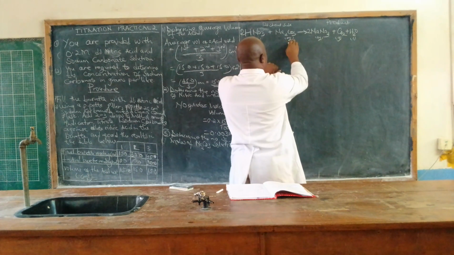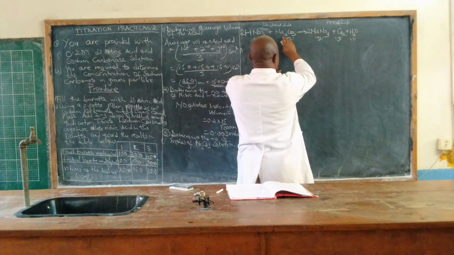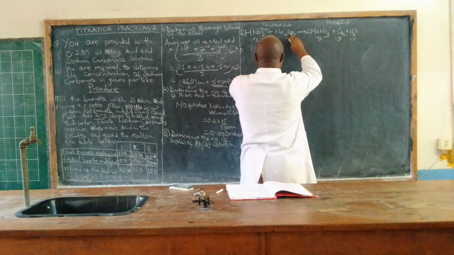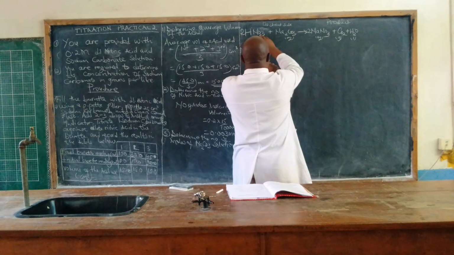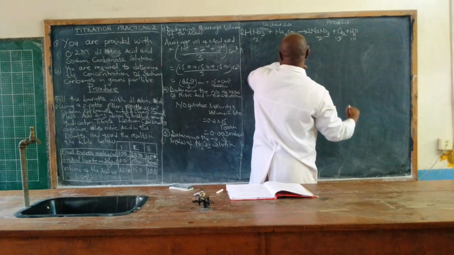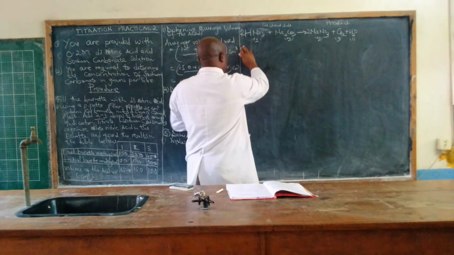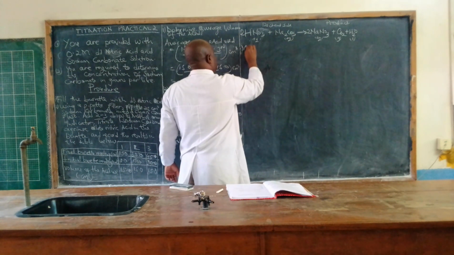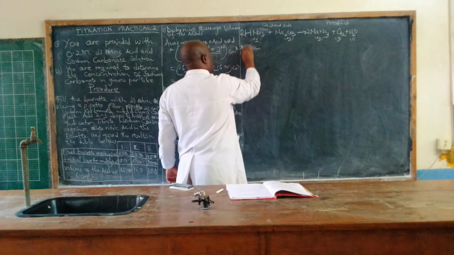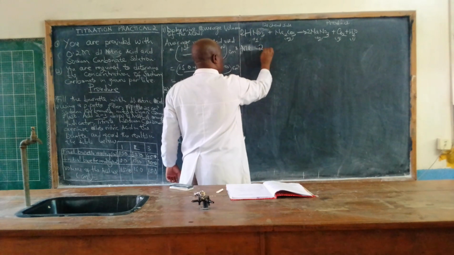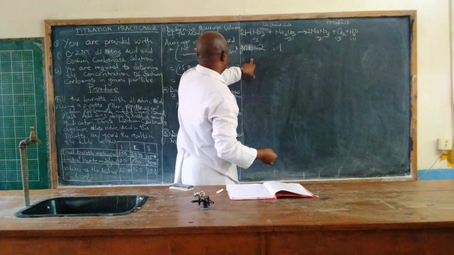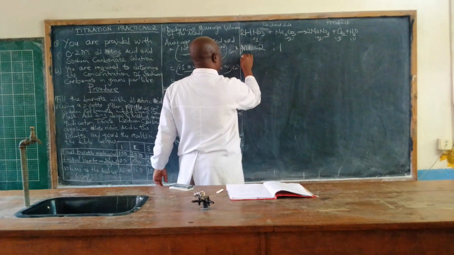Now sodium carbonate. Sodium, we have 2 sodiums there. Carbon, we have carbon 1. Oxygens, we have seen how many oxygens we have, and the oxygens are also balanced. So our equation is balanced. In this case, our mole ratio is 2:1. After you have written this, you are supposed to ask yourself some questions.